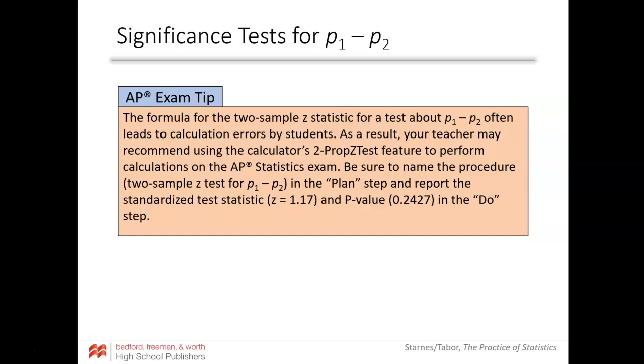So your teacher's probably going to recommend that you use your calculator. Heck yeah, I am. So I say we do a hybrid approach. I say we pretend like we're doing it by hand. Hey, if you're adventurous and have time, go ahead and try it. But we're also going to use the calculator, and I'm surely going to use that draw feature on my newer one. Make sure that you report, however, what test you're using in the plan step, and then report the test statistic and the p-value in the do step.